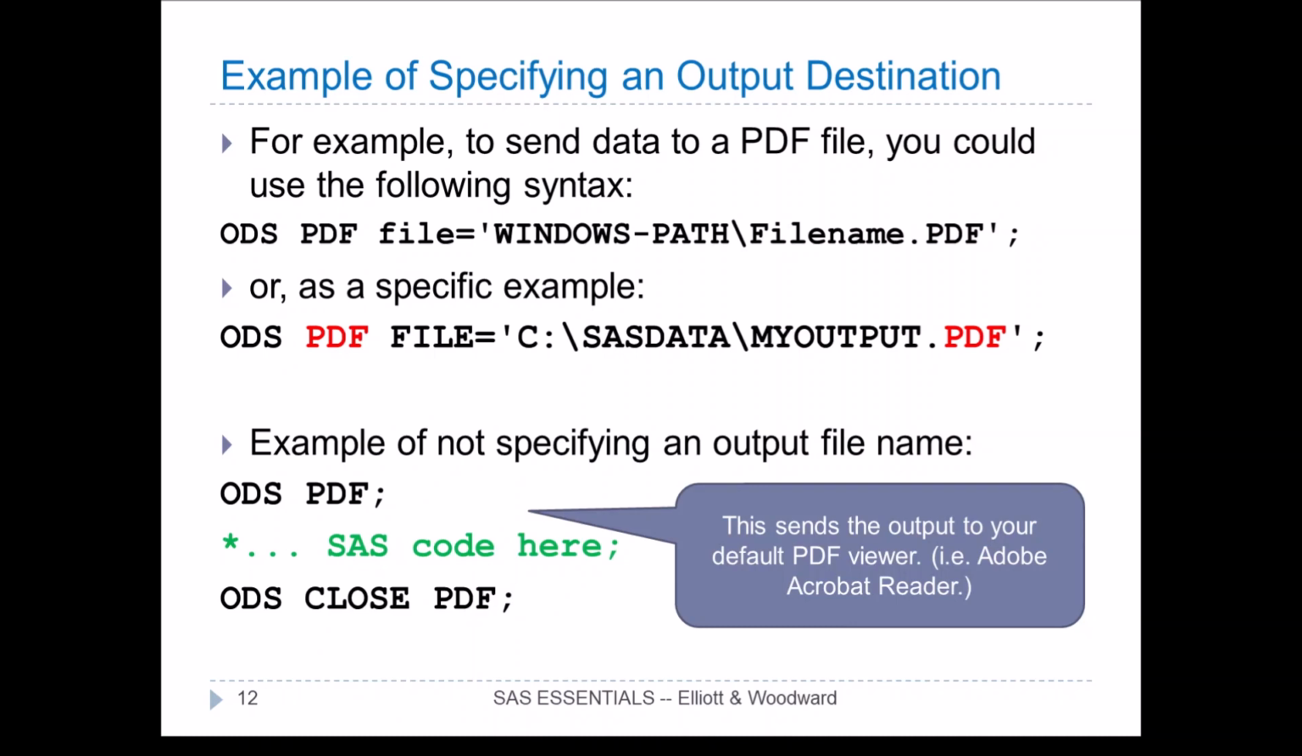Now notice that the extension for the file we want it to go to should match the type of destination we're choosing. So it would be something like ODS PDF file equals /SAS data/myoutput.pdf. Notice we're using ODS PDF, and the output extension for the file name is .pdf. We could also not specify an output name. If we just use ODS PDF and then some SAS code and then close it, it's going to output to the default PDF viewer.